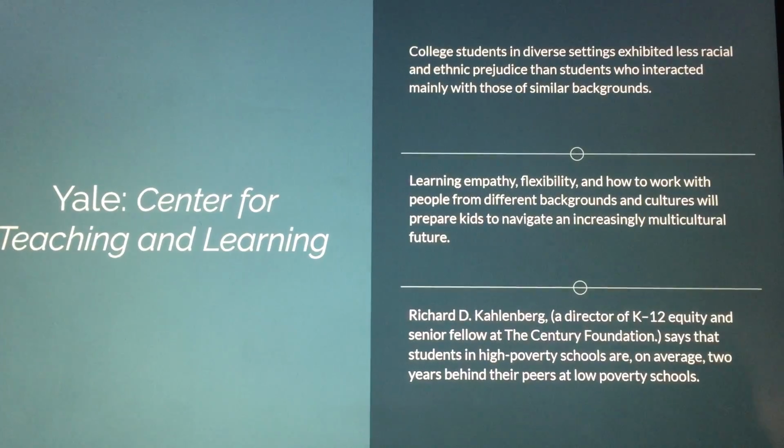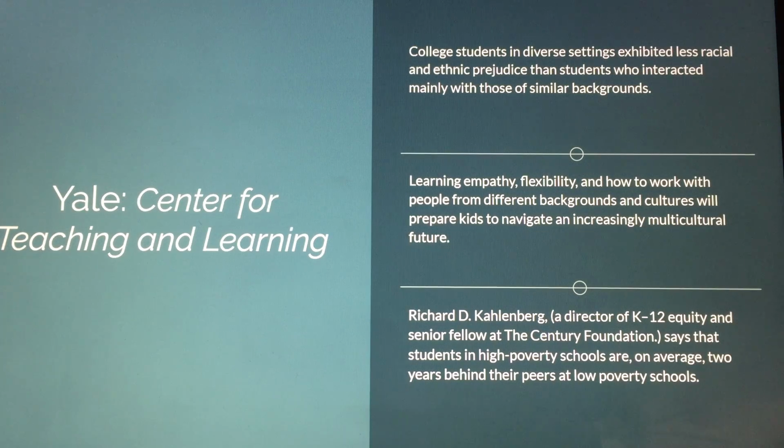So I looked on the website for Yale Center for Teaching and Learning, and they really had a bunch of stuff about diversity in there, and I took kind of the 3 most important ones and put them in here for you guys. So first I wanted to go over the first one, which says college students in diverse settings exhibited less racial and ethnic prejudice than students who interacted mainly with those of similar backgrounds. And the second one says learning empathy, flexibility, and how to work with people from different backgrounds and cultures will prepare kids to navigate an increasingly multicultural future.